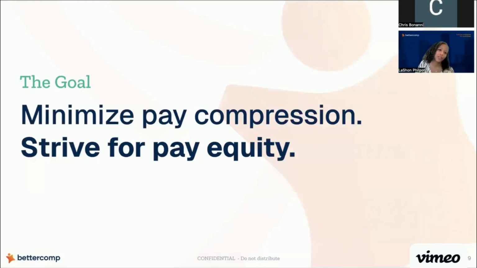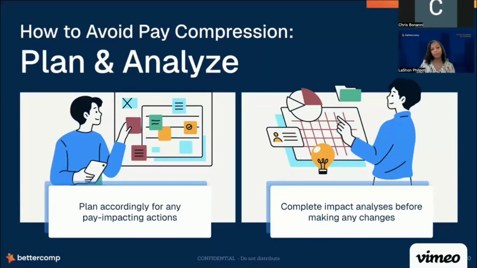Basically, the goal here is to minimize pay compression and strive for pay equity. So now we'll go into how to avoid pay compression. Now, you won't always be able to avoid pay compression, but you can avoid quite a bit by simply planning and analyzing. It's recommended to complete impact analyses prior to making any changes.